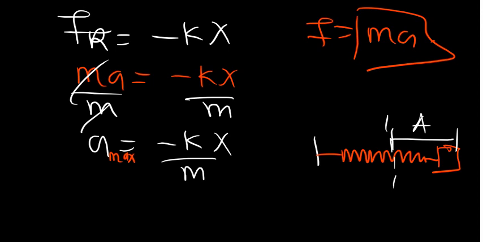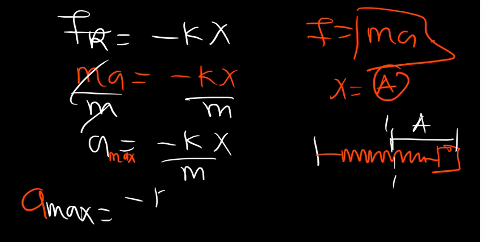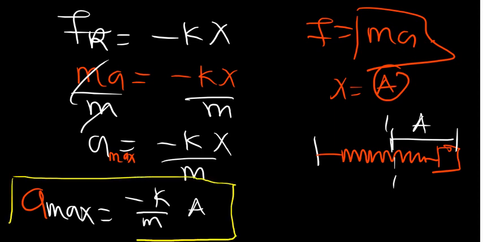So for the maximum acceleration, x in this case is the same as a, but a shows us that we have reached the maximum position, meaning that for us to find the maximum acceleration, we are going to say negative k over m times a. Perhaps you have seen this formula. So this is where it's coming from. This formula is very, very important. We need to know it.